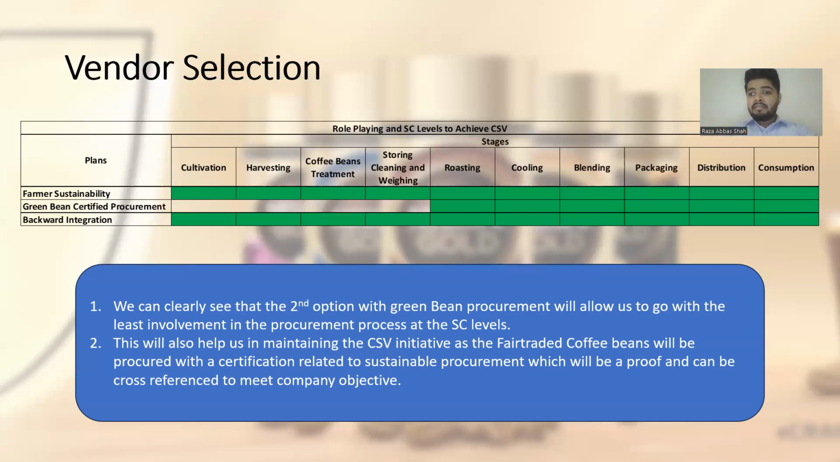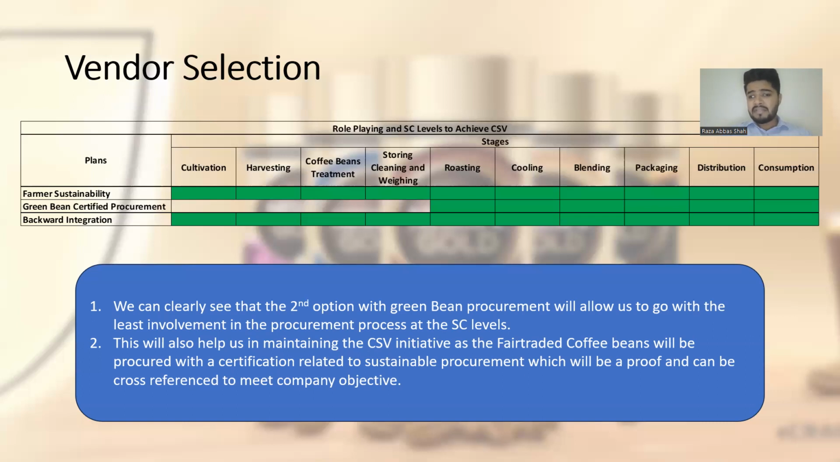We will match each one of them with the plans so that we can make a better decision, because you now have the exact idea of what the options are, how we have conveyed them, and how we have compared them with the available supply chain model. Now let's talk about farmer sustainability. If we go for farmer sustainability, we will have to play a role straight away from the cultivation side, because at that stage we will be training farmers and supporting them with seeds. We will be doing a lot of activities to train them for their betterment. There will be a lot of interest for us in that area.